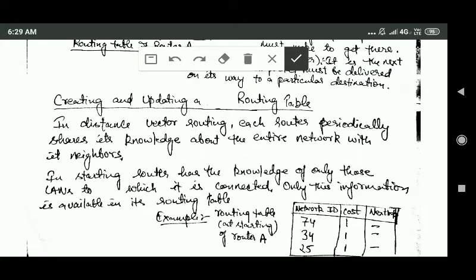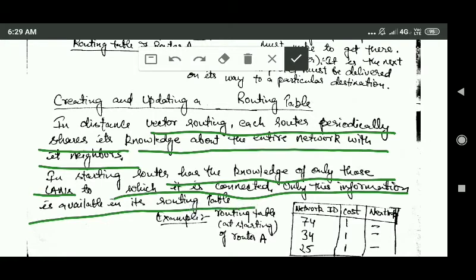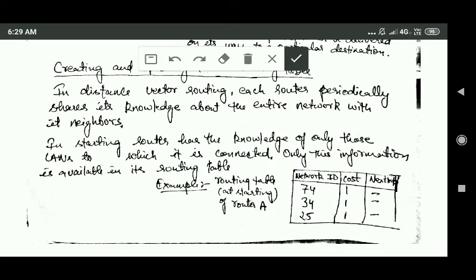So in distance vector routing, each router periodically shares its knowledge about the entire network with its neighbors. In starting, the router has knowledge of only those LANs to which it is directly connected, and only this information is available in its routing table.